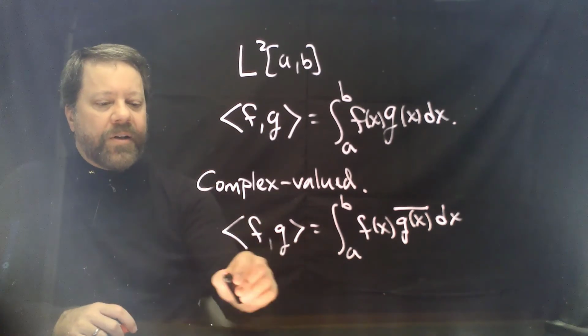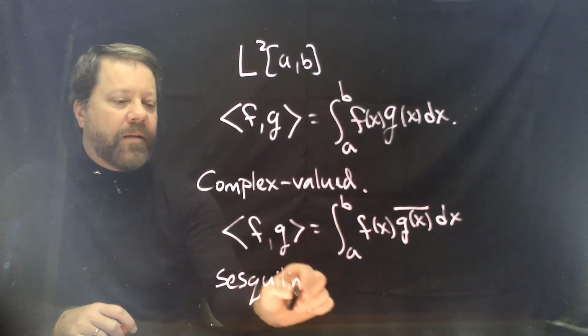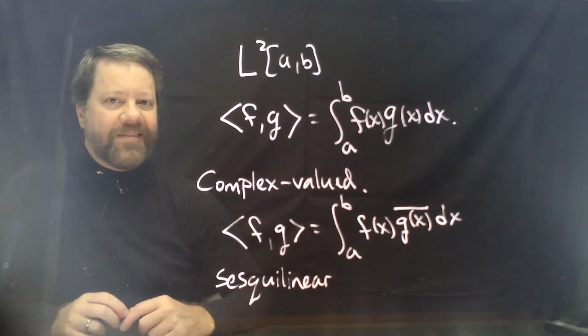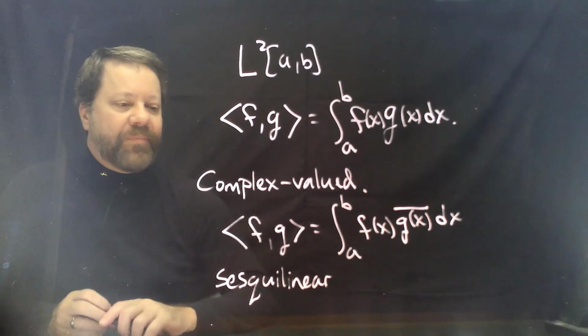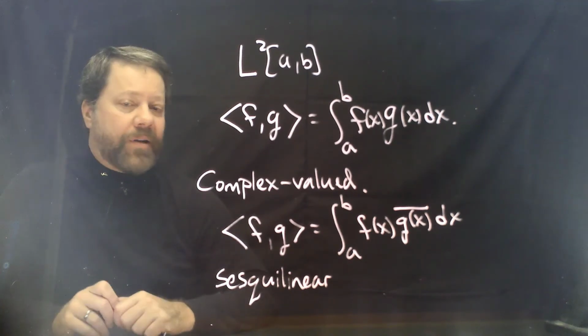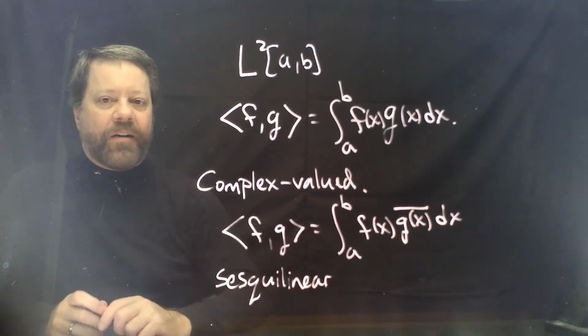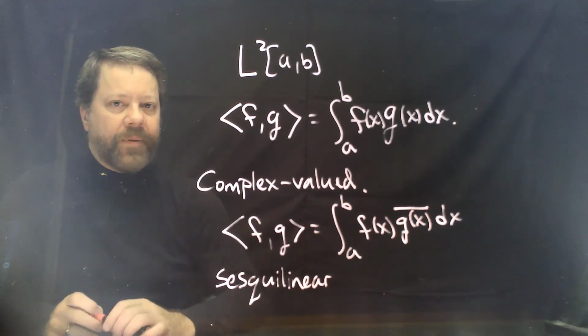This is called sesquilinear, which stands for 1.5 times linear. And it's not exactly a bilinear inner product anymore. It's not going to satisfy all of the properties that we saw earlier. It will do the following.